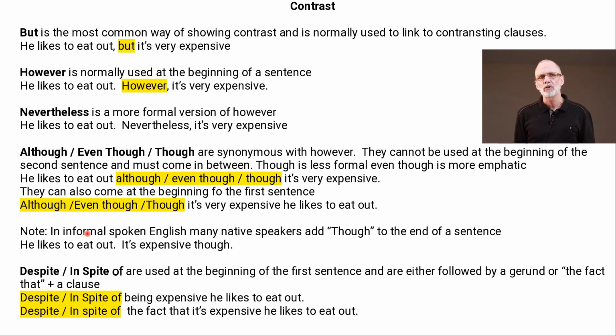I've added a note here because many students in the past have asked me, what does the word "though" mean? And in informal spoken English, many native speakers add "though" to the end of a sentence. So for example, you will hear very often native speakers say something like, he likes to eat out, it's expensive though. He likes to eat out, it's expensive though. Here "though" is working like an adverb. It's showing contrast. It's a very common way in spoken English of showing contrast, adding "though" to the end of a sentence. It's informal spoken English.